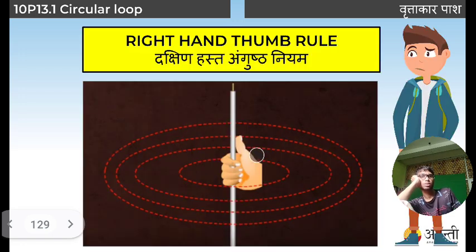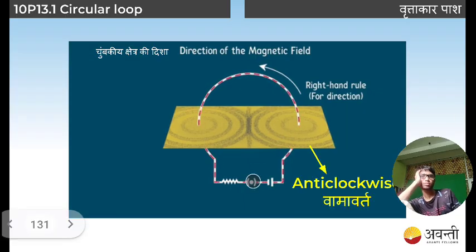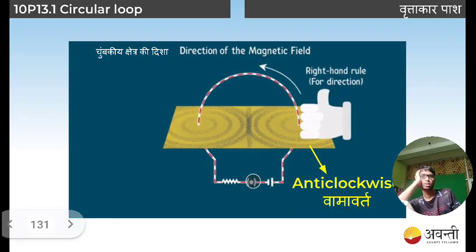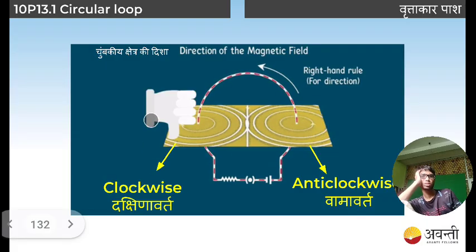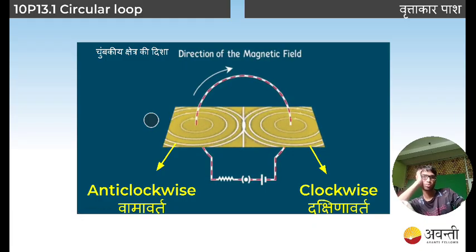Right hand thumb rule, you know. Here, what is the direction? This would be the direction of the current, and this would be the direction of the magnetic field, anti-clockwise, and this would be clockwise. Both are coming together. That's why this worked.